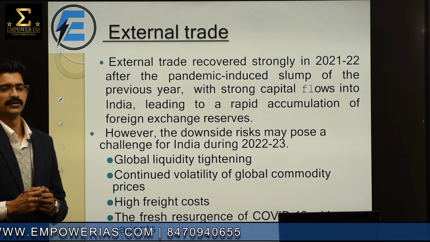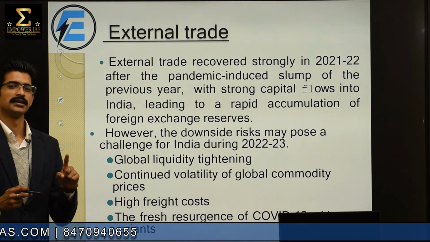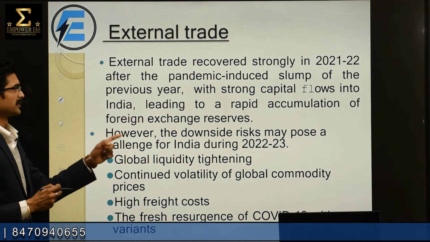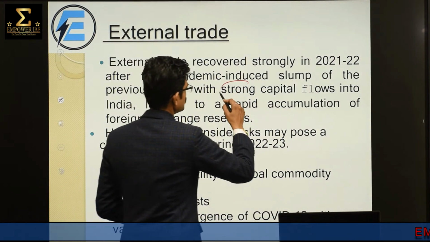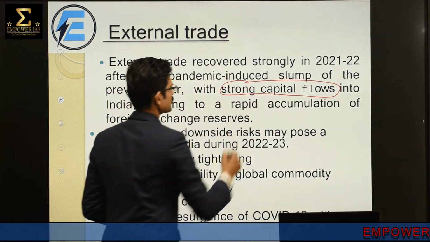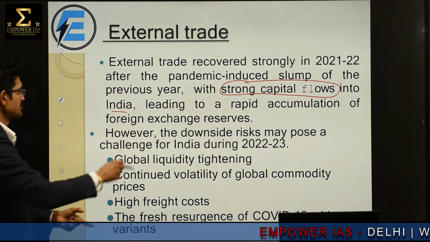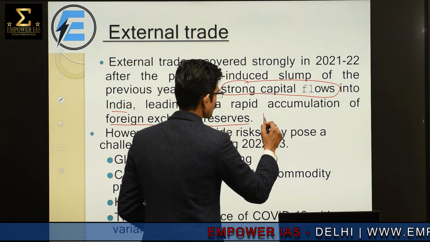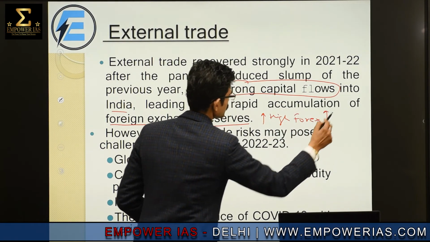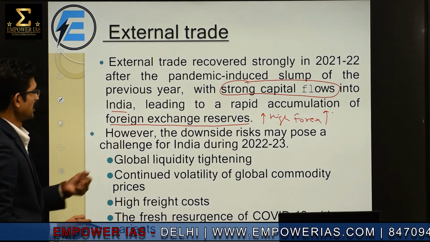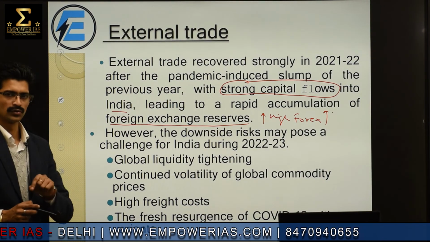So external trade seemed to be a little low in the first phase of lockdown in 2019-20, but as the Economic Survey says, after the recovery there was a strong capital flow into India after the post-pandemic situation, leading to a rapid accumulation of foreign exchange reserve, which leads to high forex in India, and which again makes a balance of payment surplus. However, the downside risk may pose challenges for India during 22-23.